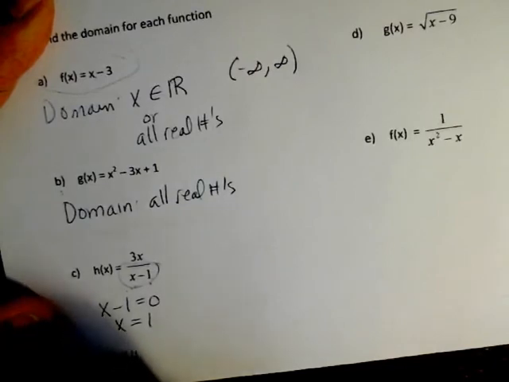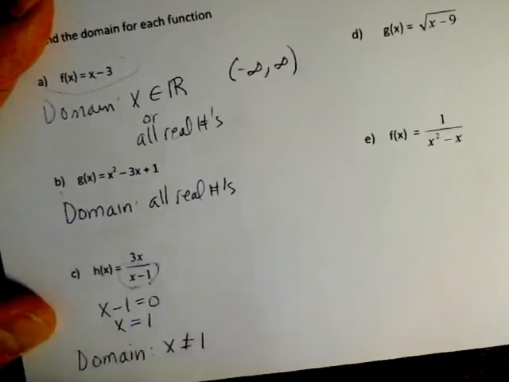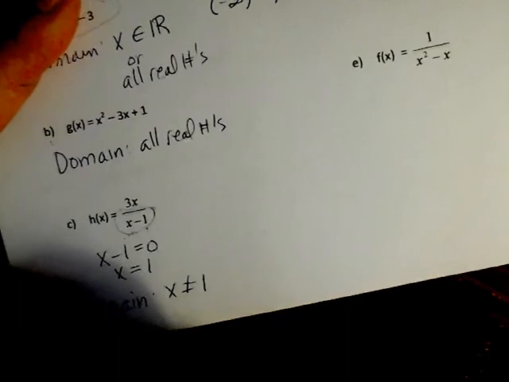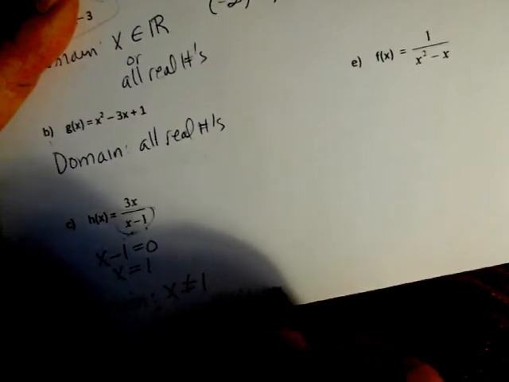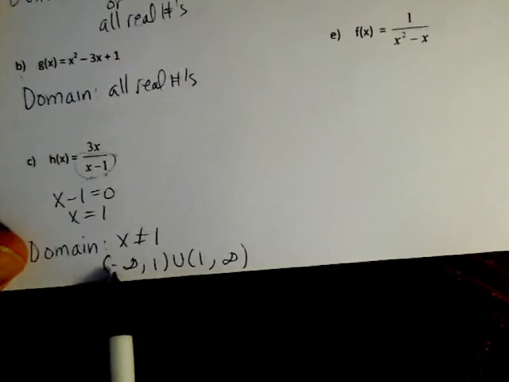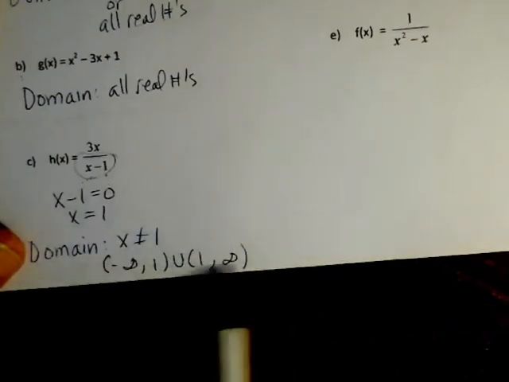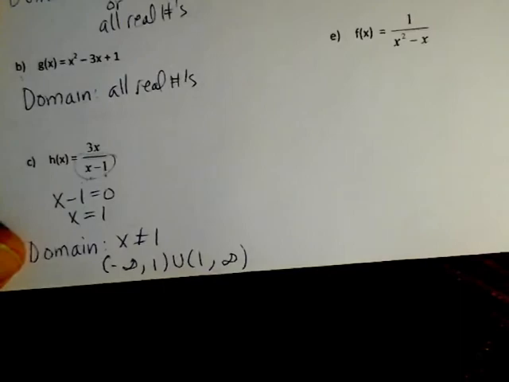So therefore, my domain is x cannot be 1. Now, in the back of the book, they might do it like this. They probably will do it like this. And this kind of means the same thing. It's saying that x can be negative infinity to 1, not including 1, union with 1 to positive infinity. So this covers all numbers but 1. The other way is just to say x cannot be 1.